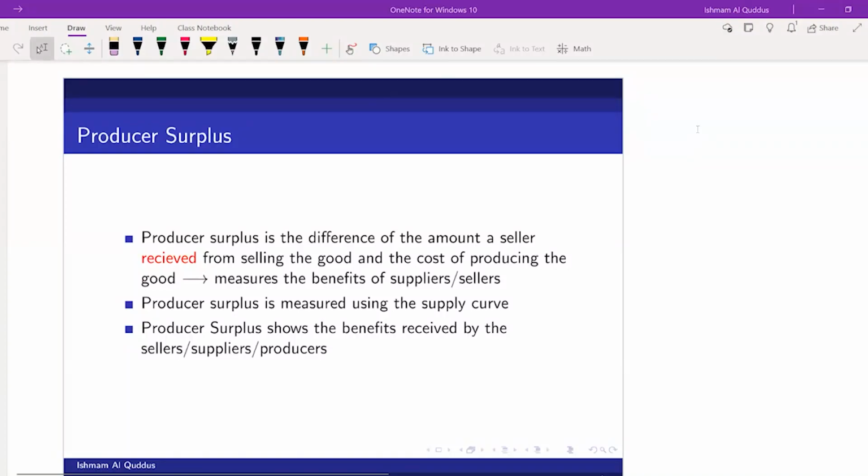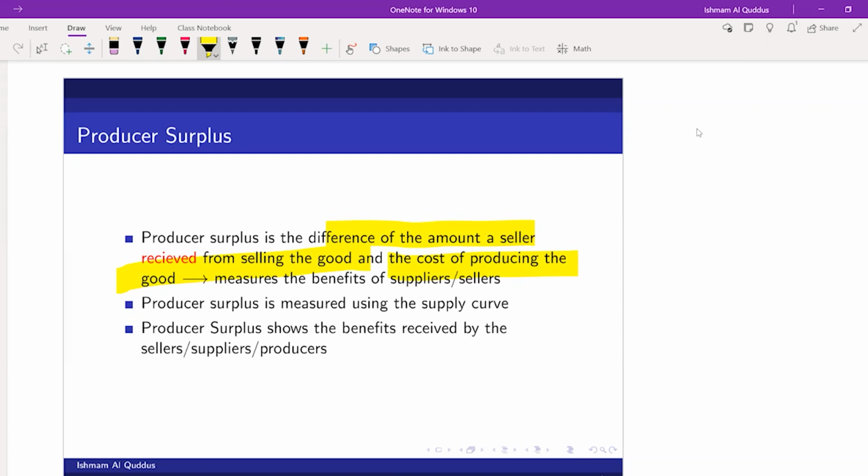Hi everyone. So we already talked about consumer surplus, and you notice that consumer surplus deals with the demand side. Now we are going to look into the suppliers' side. So we are going to talk about producer surplus. Producer surplus is the difference between the amount a seller received from selling the good and the cost of producing the good. So it is the amount a seller received minus the cost of producing that good.